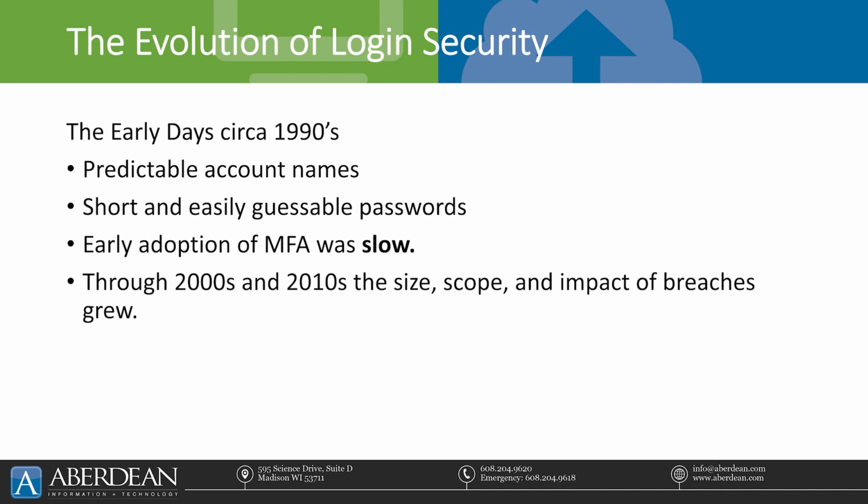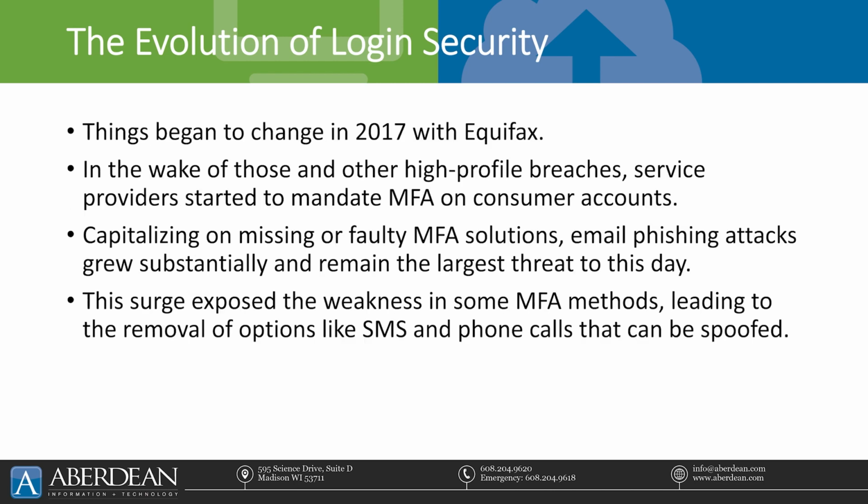Through the 2000s and 2010s, the size, scope, and impact of breaches grew. Things began to change in 2017 with the Equifax breach. In the wake of this and a couple of other high-profile breaches, service providers such as Microsoft and Google started to mandate MFA on consumer accounts. Capitalizing on missing or faulty MFA solutions, bad actors launched more and more phishing email attacks, which remain the largest threat to this day. The surge actually exposed the weakness in some MFA methods, leading to the removal of options like SMS and phone calls that can be easily spoofed.